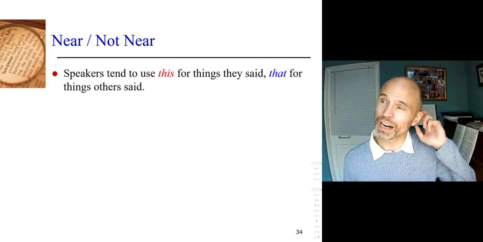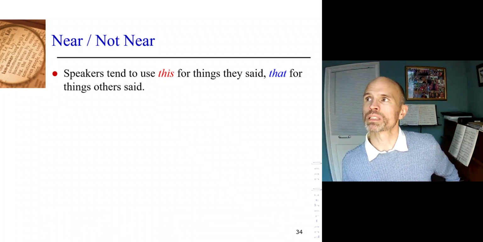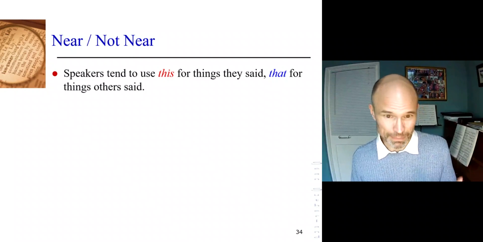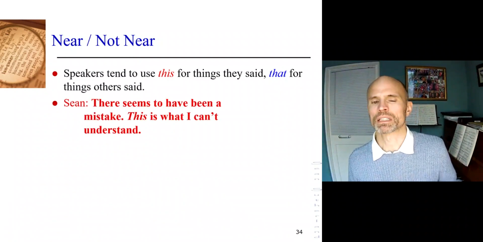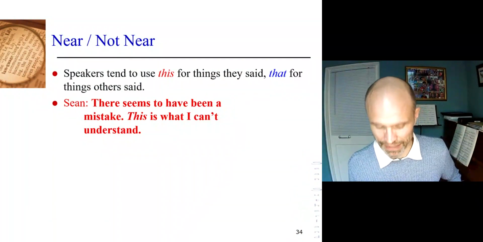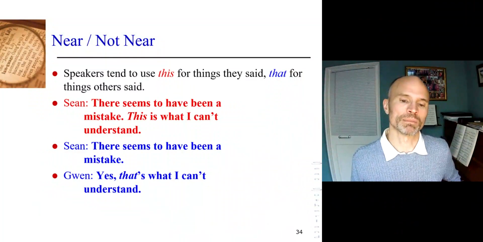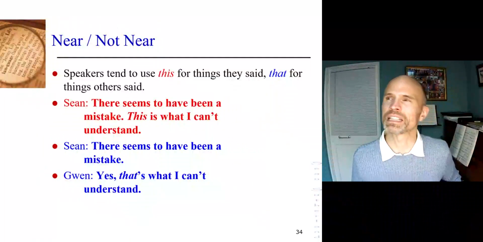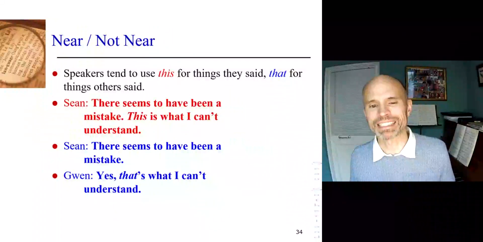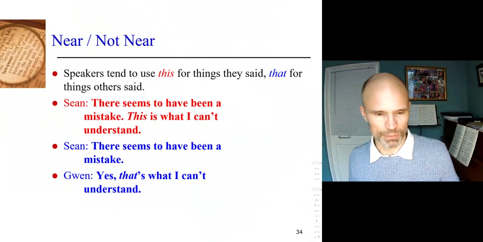An interesting thing is, so far I've just been talking in terms of physical distance, but we can also see that this works in terms of distance in the text, which may sound weird, but I think you'll recognize it if you look at these examples. If I say something like, there seems to have been a mistake, this is what I can't understand, there's a this. Now look, if I'm talking to my wife and I say, there seems to have been a mistake, and she says, yes, that's what I can't understand. It's not that you couldn't switch these, but why, when I'm talking myself, does this seem more appropriate, but when she's talking, that seems more appropriate?